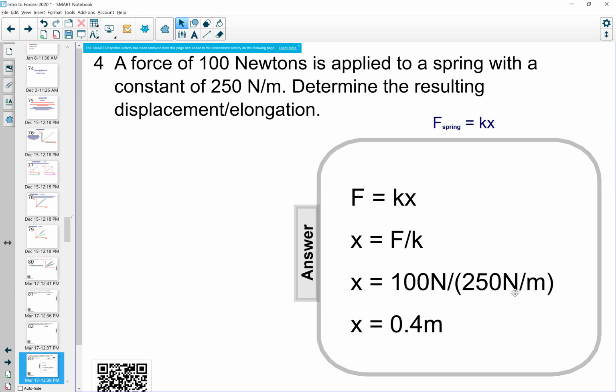So the Newtons cancel, and we would be left with meters since it's 1 over meters. And 100 divided by 250 is 0.4. So we should get 0.4 meters. That's how much it would stretch or compress. We don't really know which way they were applying the force. All right, any questions about using Hooke's law mathematically or what it means conceptually?